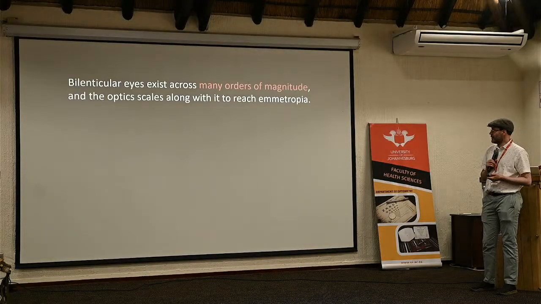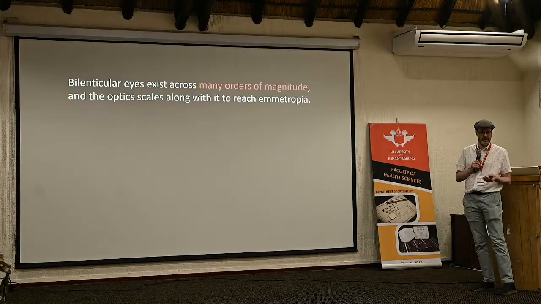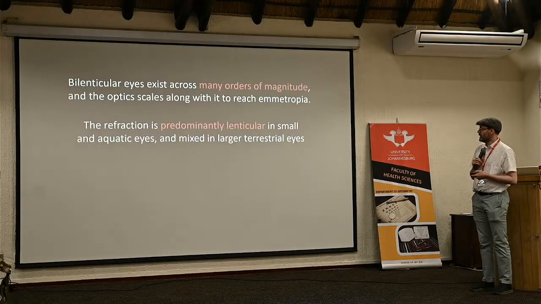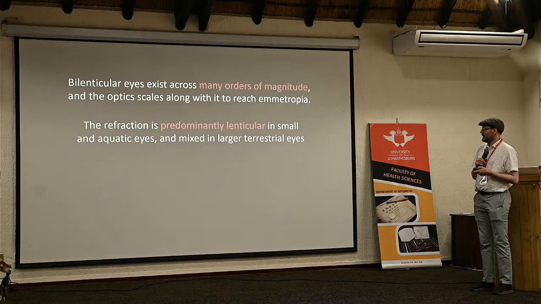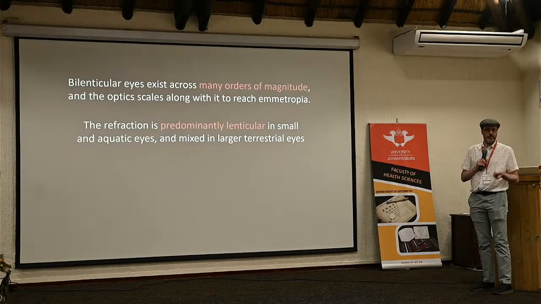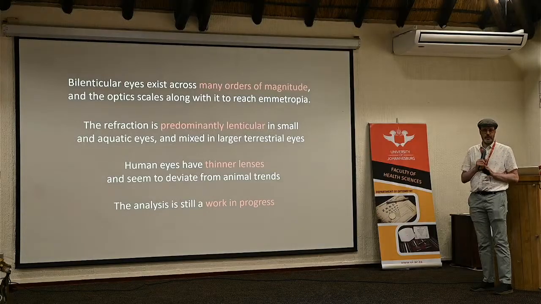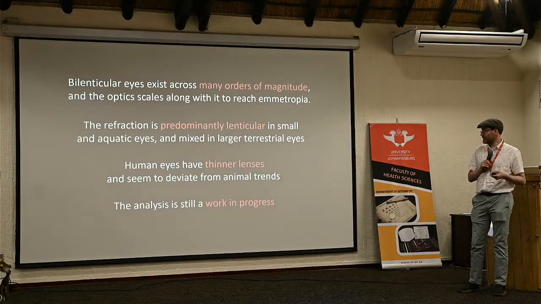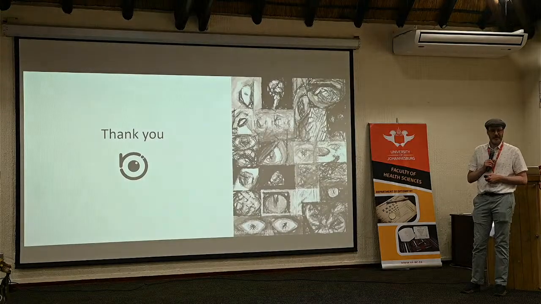So to summarize, bilenticular eyes can exist on many scales, and the optics scale along with it. Luckily, that's how they accomplish emmetropia. It's predominantly lenticular in most species, but humans seem to be a bit different from that. In small and aquatic eyes, it's also mostly lenticular. Larger eyes tend to be a little bit more mixed. Human eyes have thinner lenses, deviate from all the others, and it's a work in progress. This is the first time I present any of this to anyone. It just seemed like the right place, right here in an animal park, to present this. So, thank you very much.